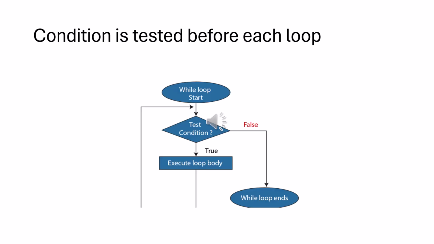Now this one is the condition tested before each loop. The while loop starts, and then the test condition is either false or true. If the condition is true, the loop executes inside the body, and then it goes back again, starts again, and tests if this condition is true. If the condition is false, then the while loop ends.